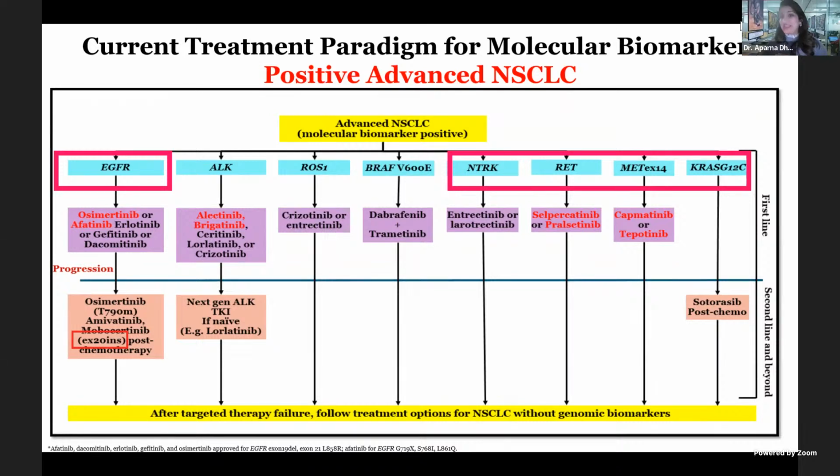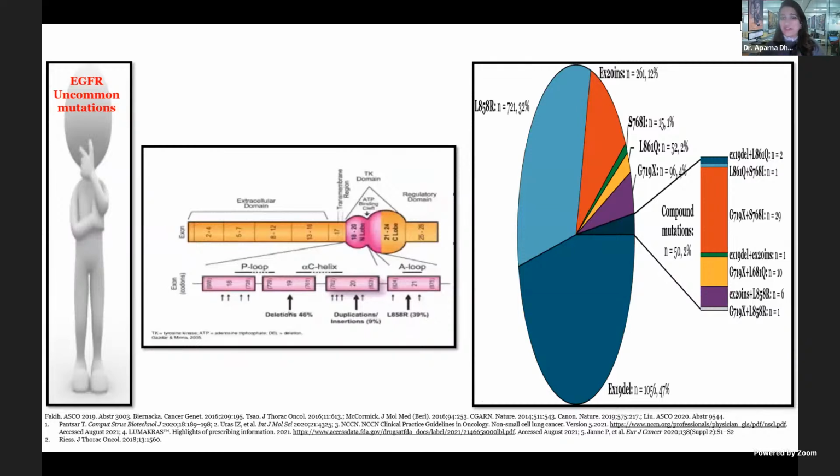There are new additions. Yes, I've highlighted EGFR, and there's a logic behind it. There's a slight change in how we look at EGFR now. You've got your NTRK, RET, MET, KRAS G12C. So very quickly, let's just talk about them. So why have I put EGFR? Now, EGFR mutations are broadly classified into three major categories.